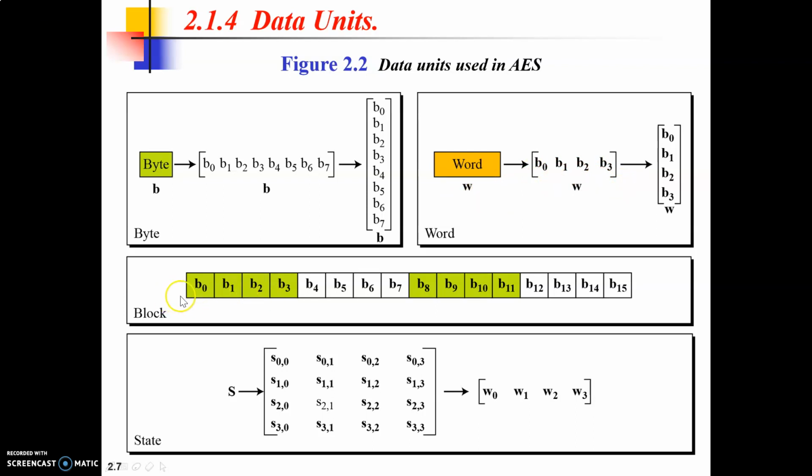Okay, then we have block. So in any block we are going to have B0 to B15 bytes. Every block is going to contain 16 bytes, and these 16 bytes are going to be arranged in the form of a state. So S00, S10, S20, S30 up to S33, each of these values represent the bytes. So B0 is equal to S00, B1 is equal to S10, B2 is equal to S20, and so on.